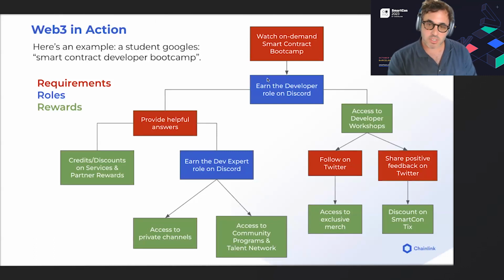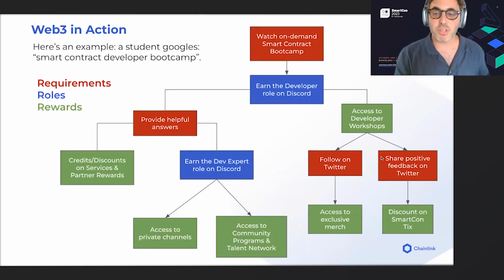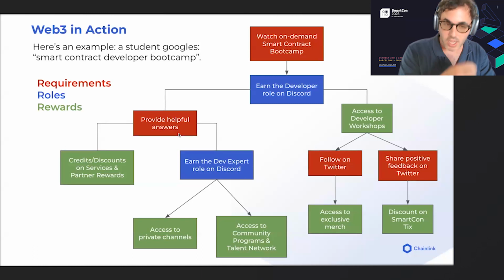So after they get the role, this gives them access to developer workshops. Ideally, they're going to want to follow our Twitter to learn about where those workshops may be. Ideally, they're going to have a great time at the workshop, and they're going to share this positive feedback on Twitter. And then after doing that, they immediately get another reward. They get access to exclusive merch, or maybe they get a discount to SmartCon. All the while, they're becoming an active participant in the Chainlink community. They're providing helpful answers on Discord. This will give them credits or discounts to really valuable services like Infura, so that they can build the next great Web3 application.